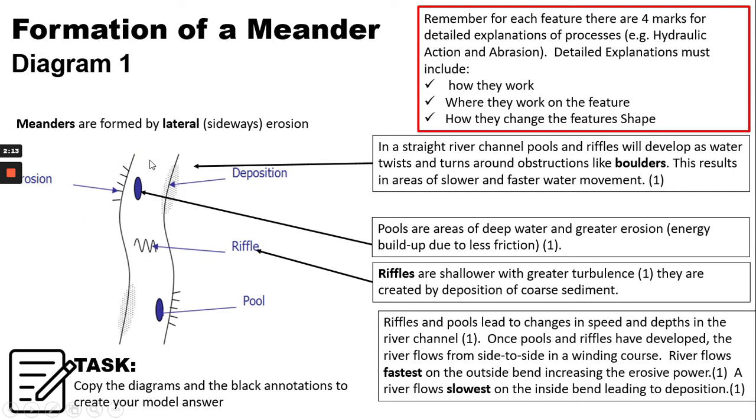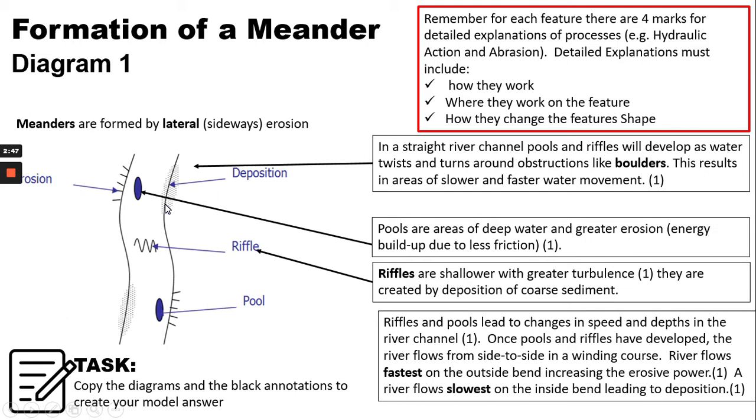We're starting off here, and I'd probably label this diagram 1, a relatively straight channel, and the water's moving from the top to the bottom here. Probably should have put an arrow in, top to bottom. In a straight river channel you get pools, so deeper bits, and riffles, which are shallower bits, and they develop as water twists and turns around obstructions in the river. You can't see any in the diagram here, but things like boulders or bits of bedrock stick up in a channel, and this results in areas of slower and faster water movement.